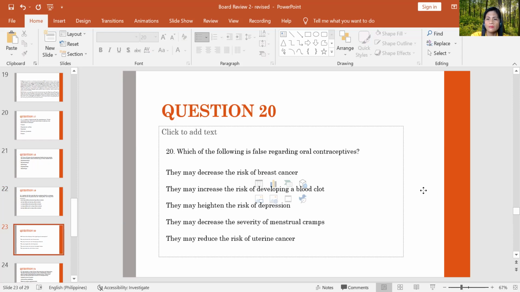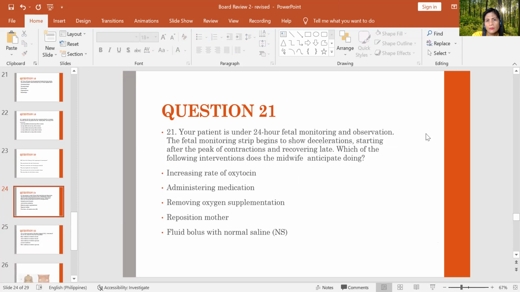Moving on to question number 21. Your patient is under 24 hours fetal monitoring and observation. The fetal monitoring strip begins to show deceleration starting after the peak of contractions and recovering late. Which of the following interventions does the midwife anticipate doing? Increase rate of oxytocin, administer medication, removing oxygen supplementation, repositioning the mother, or fluid bolus with normal saline solution.